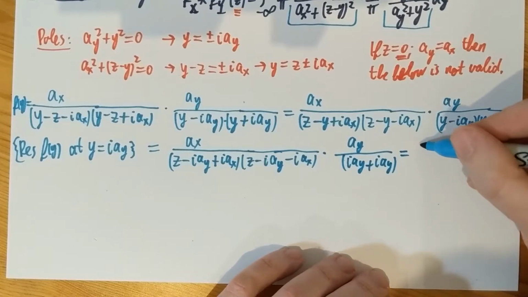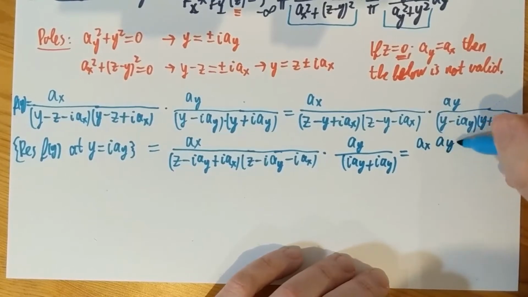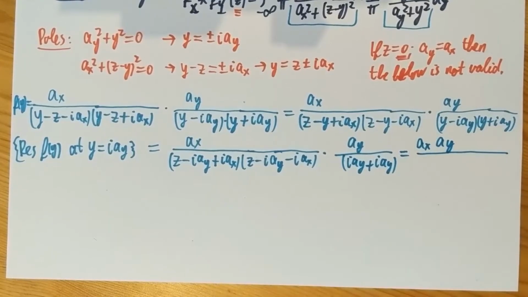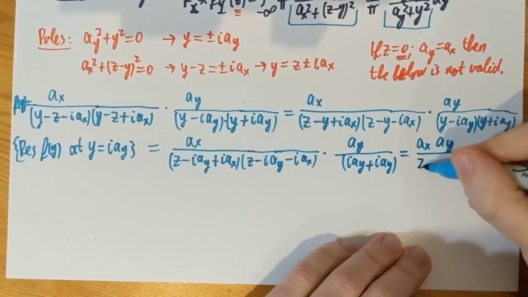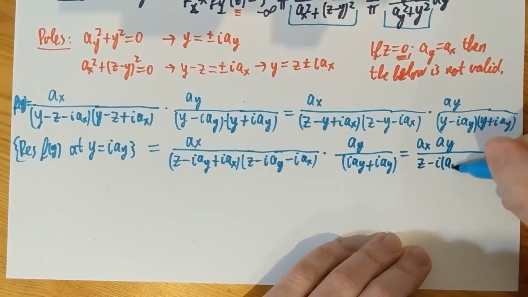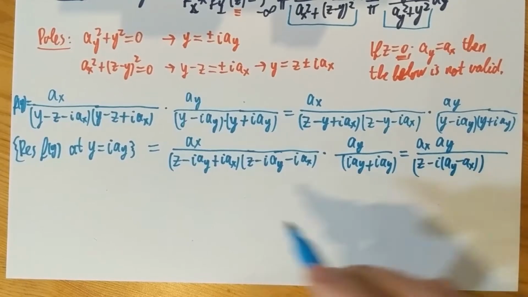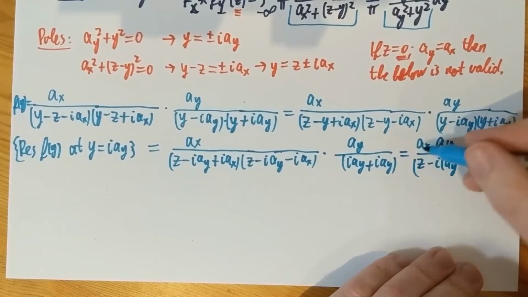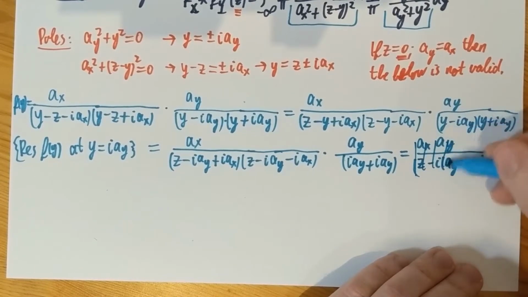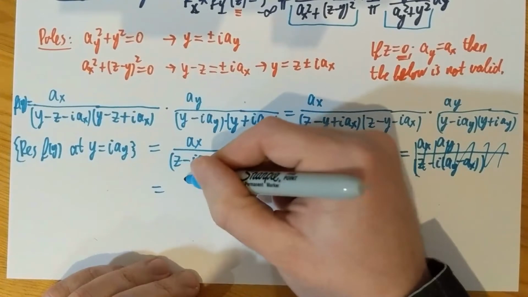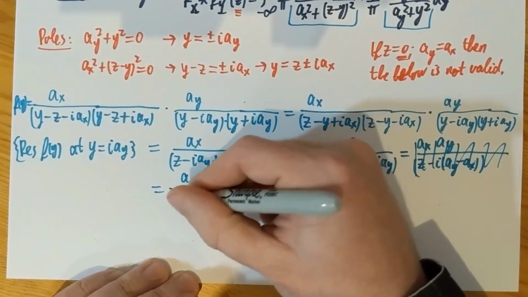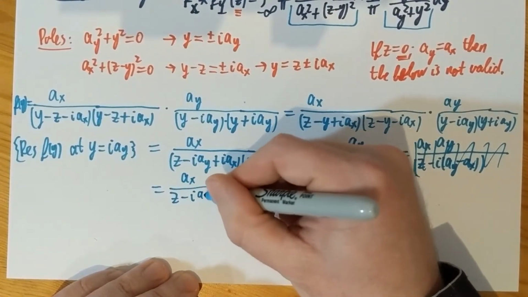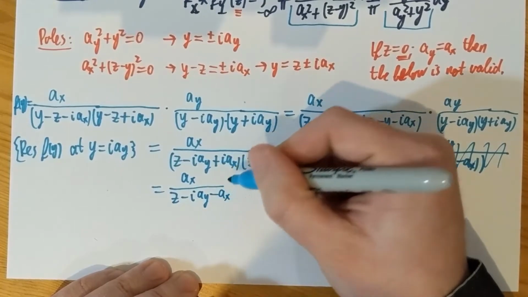Okay, let's simplify this a little bit. AXAY on top. And then on the bottom, I want to write this as Z minus IAY minus AX in a parenthesis for this first one. Then maybe I should start a new line. Let's start a new line for this. So AX over Z minus IAY minus AX.